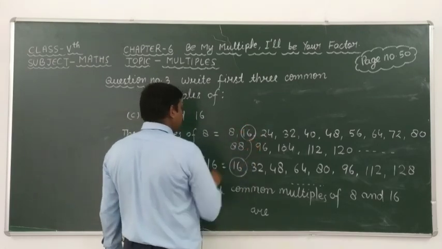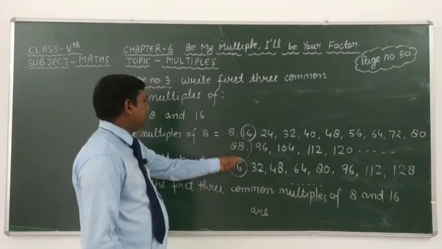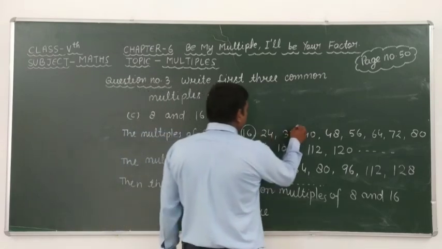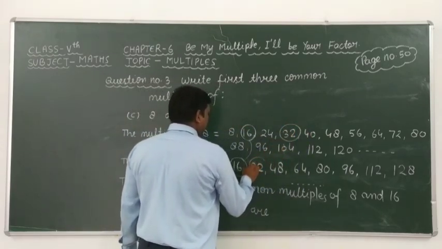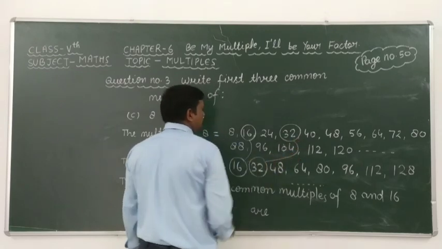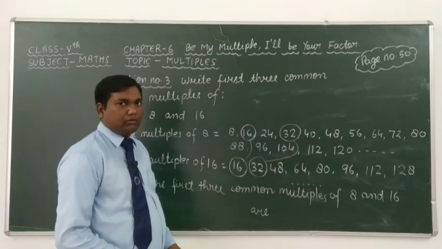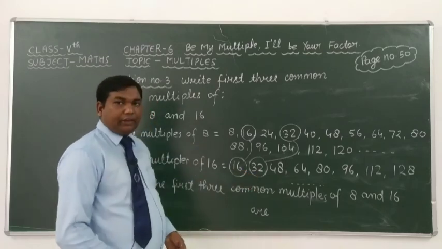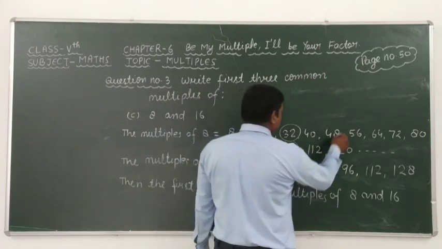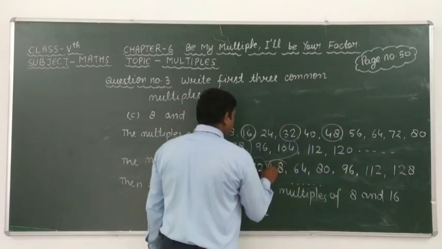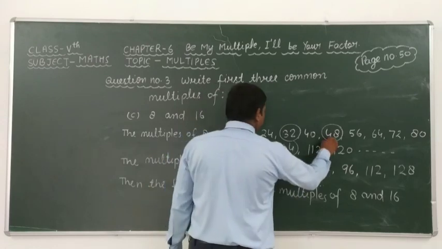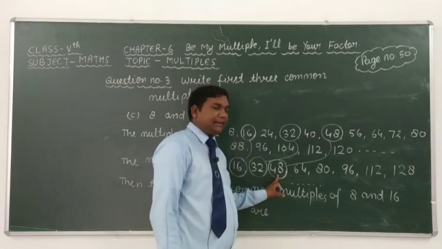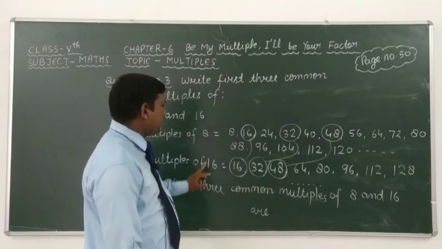Therefore 16 and 16, it means that 16 is a common multiple of 8 and 16. Okay students, here we get 32 and here we get 32, it means that 32 is a common multiple of 8 and 16. And lastly, here we get 48 and here we get 48, it means that 48 is a common multiple of 8 and 16.